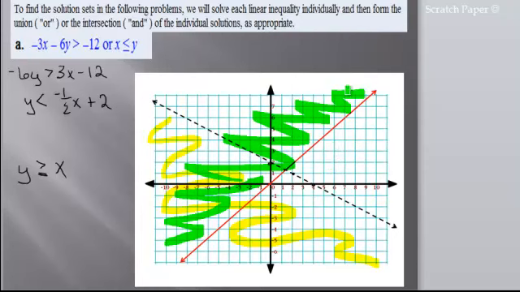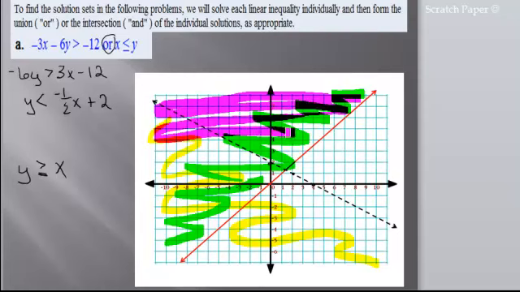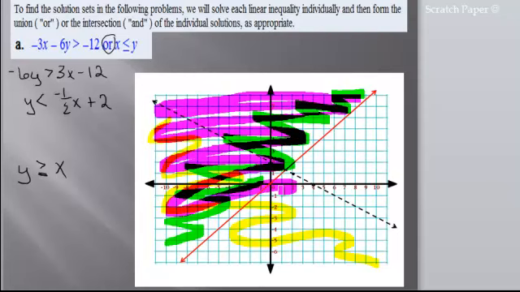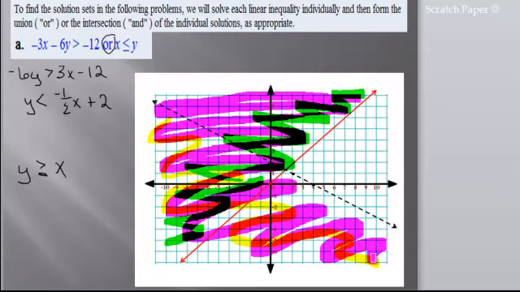Okay, so then we have to go back to the original problem. Look at the word joining these two inequalities. It says or, so you're really and truly looking for the union of those two sets. Remember, union means you want to include everything that's in both sets. So the actual solution set to this inequality would be everything that was shaded either color. So pretty much everything except this little triangle right here.